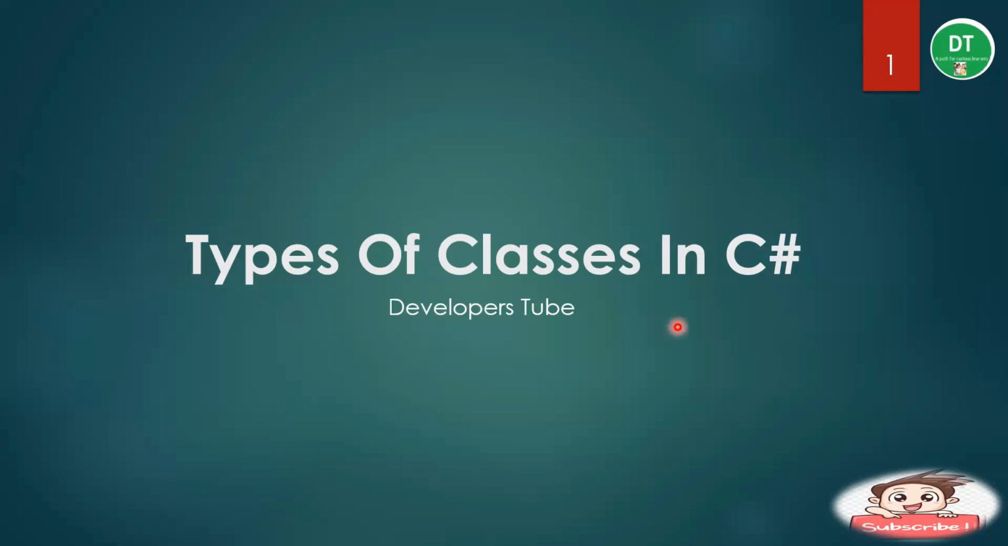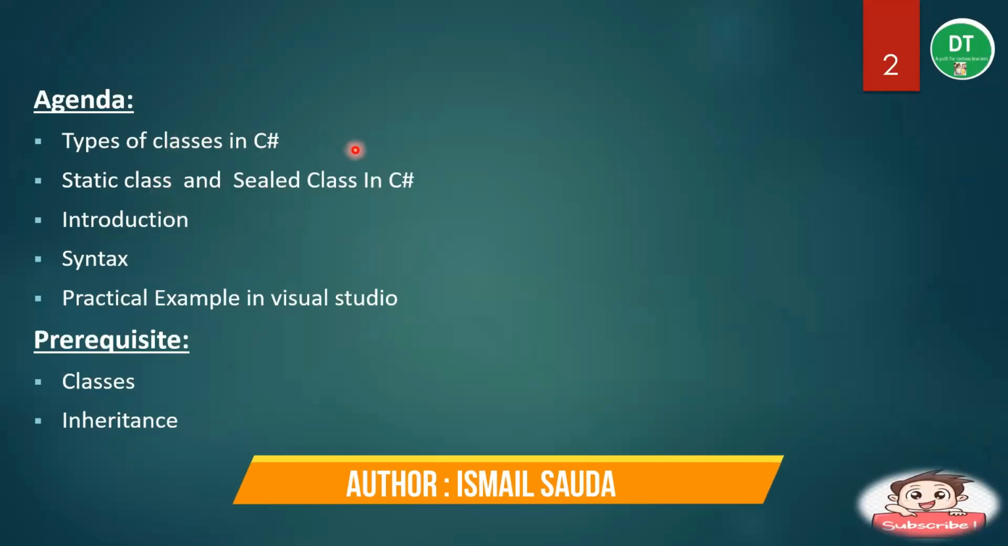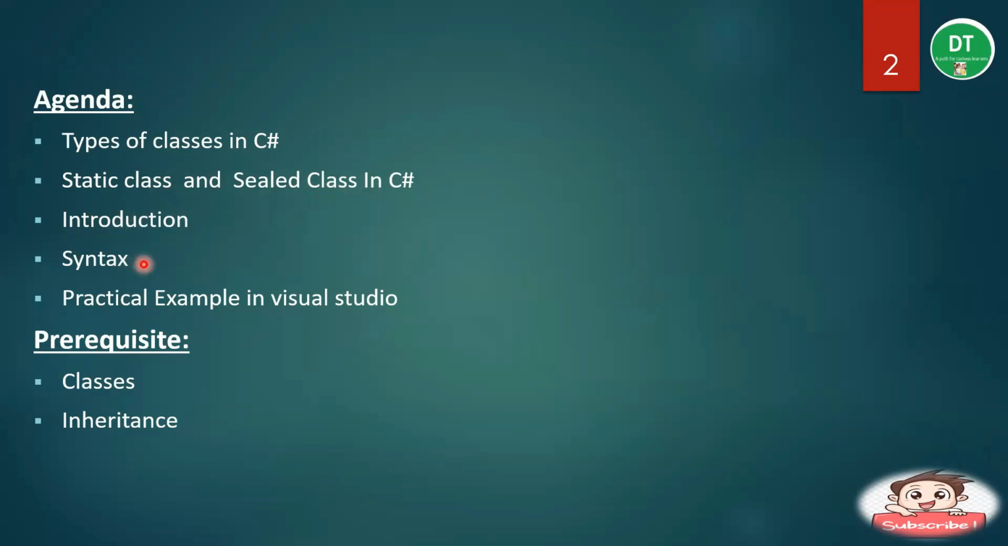My name is Ismail Sodagar and today in this video we will discuss types of classes in C Sharp. So let us go to our topic. Today we will see different types of classes in C Sharp. In that we will see static class and sealed class, and we will see the introduction, syntax and practical example of static and sealed class in Visual Studio.